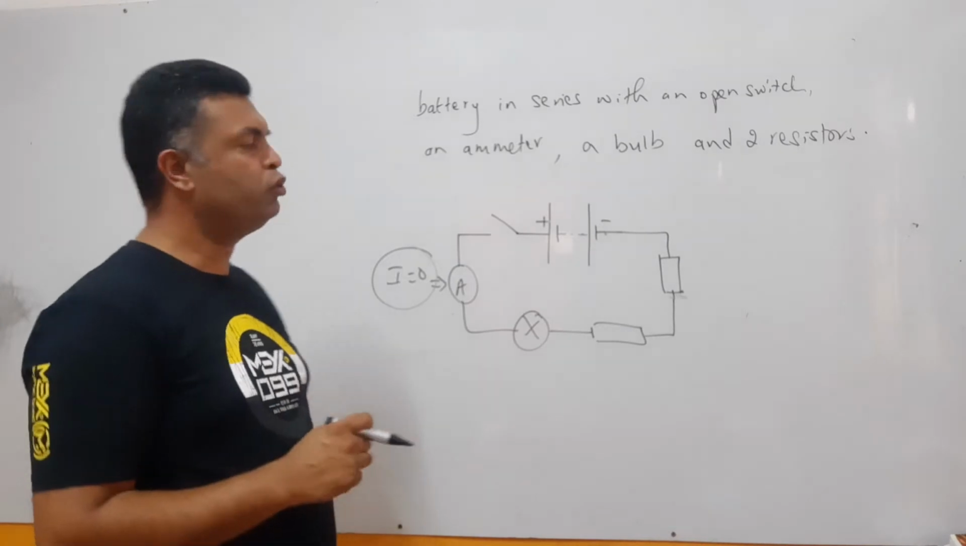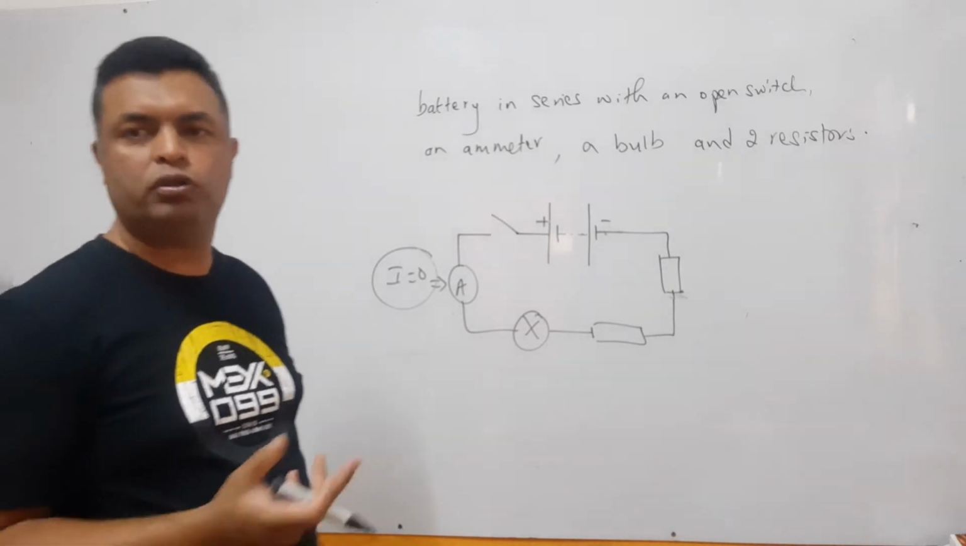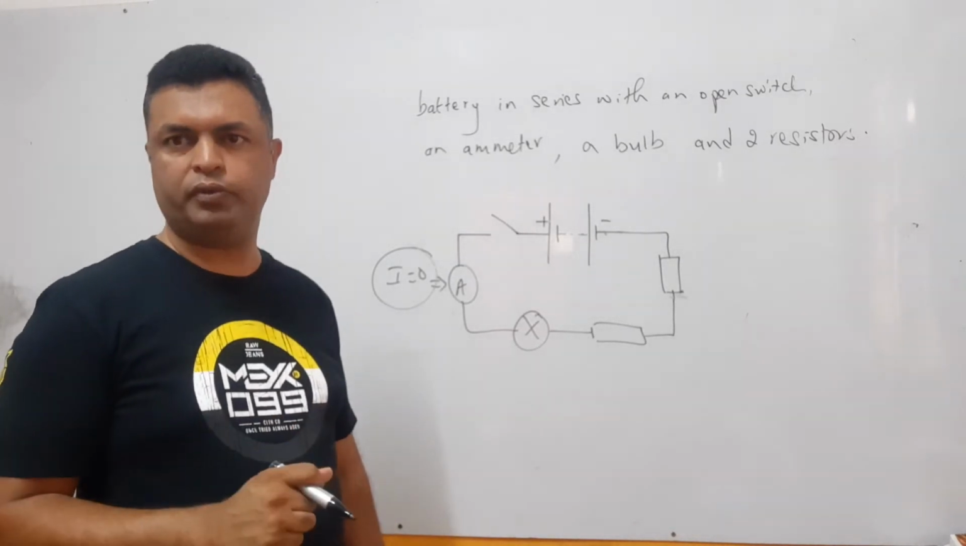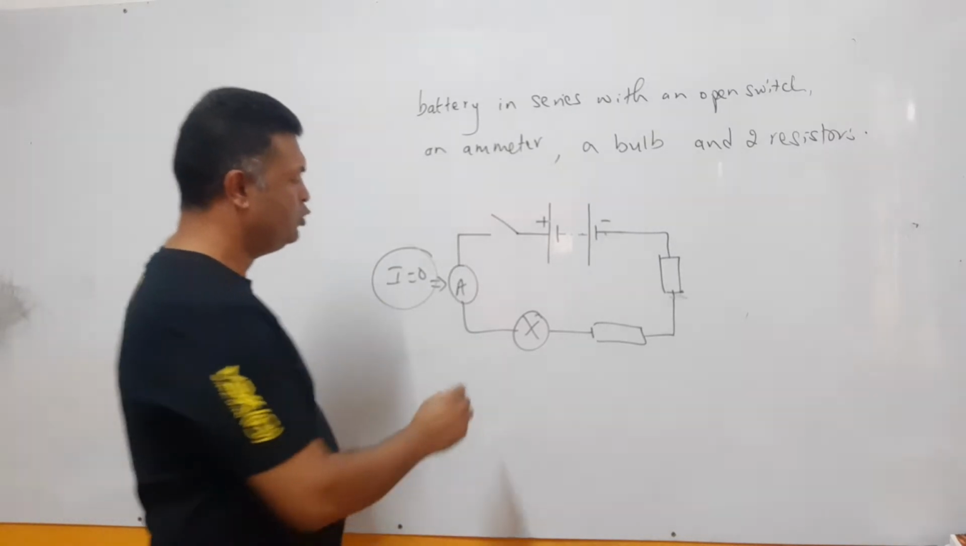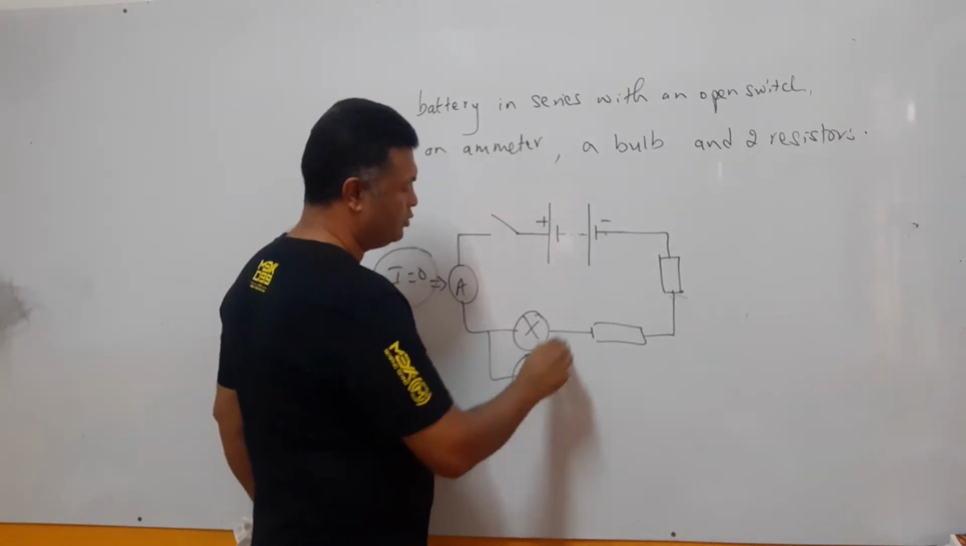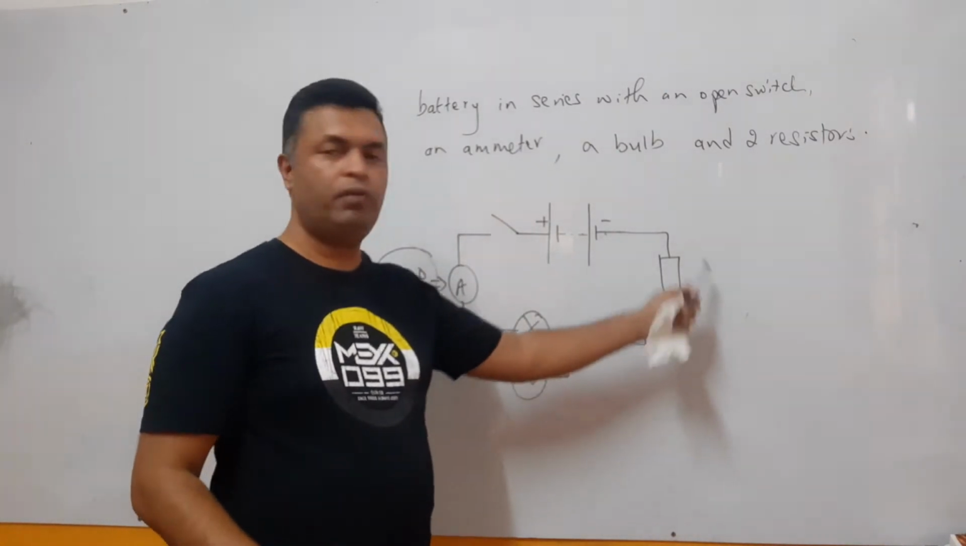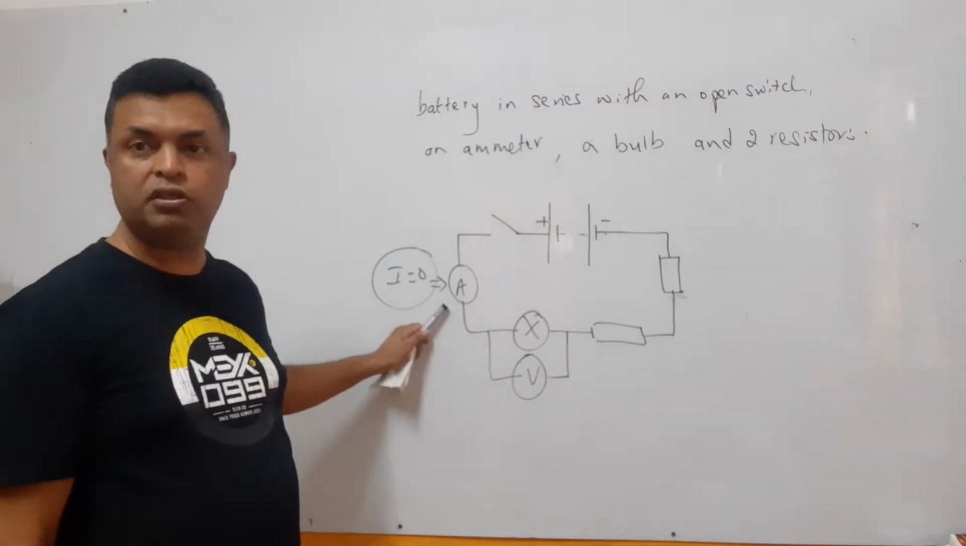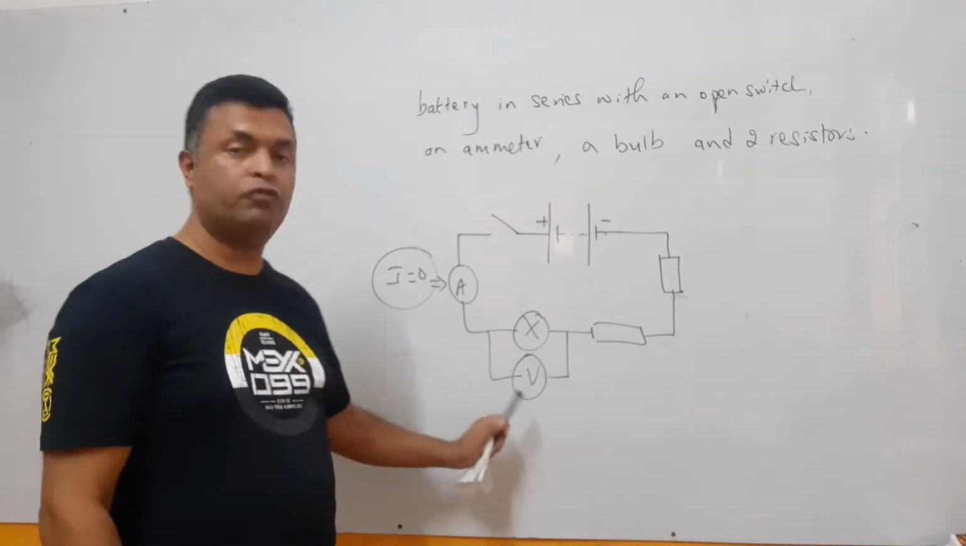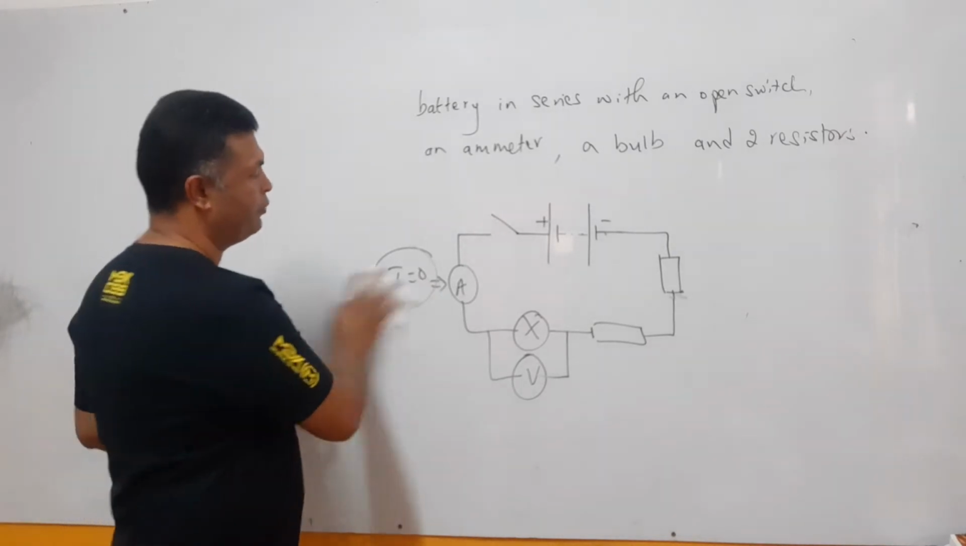If, for example, you are told to draw a voltmeter across the bulb, in parallel to the bulb, you just have to add a voltmeter here. So again, all these are connected in series, including the ammeter, but the voltmeter is in parallel.